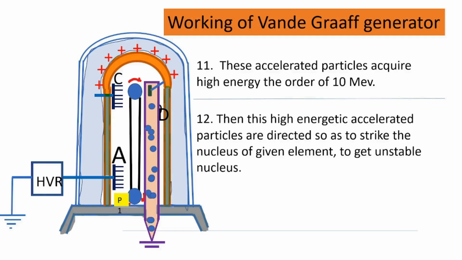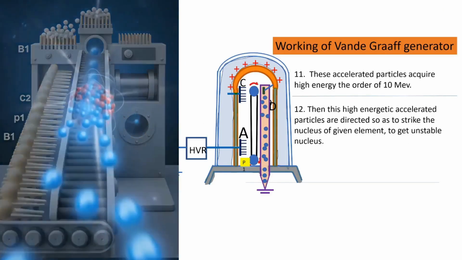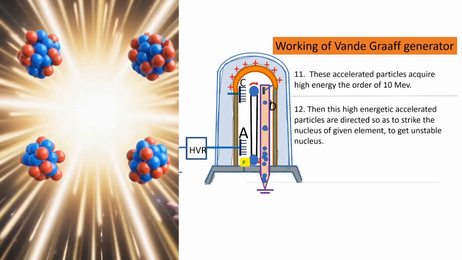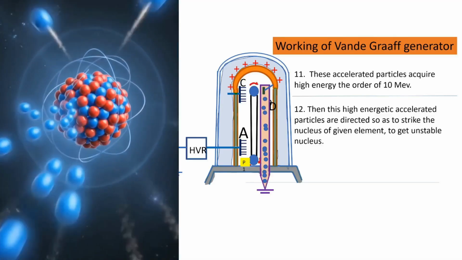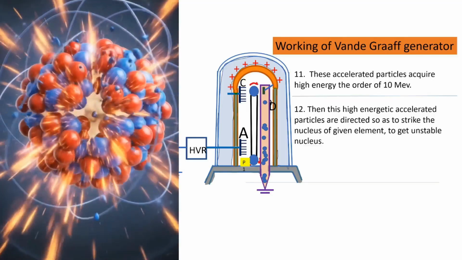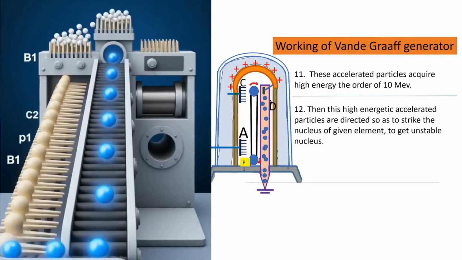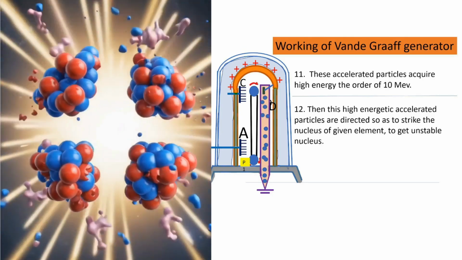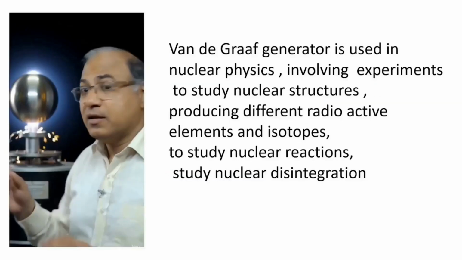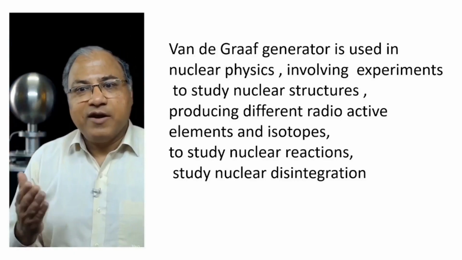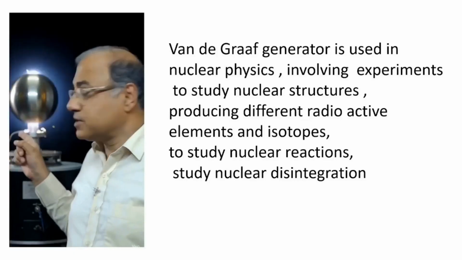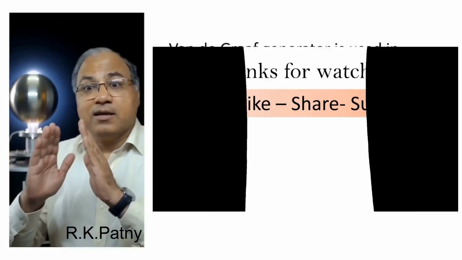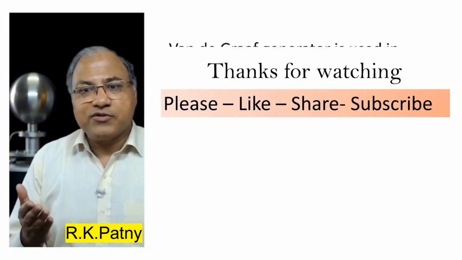Then these high energetic accelerated particles are directed so as to strike the stable nucleus of a given element. As soon as these particles strike the stable nucleus, we get an unstable nucleus, a disintegrated nucleus, we get a radioactive element. The Van de Graaff generator is used in nuclear physics, involving experiments to study nuclear structures, producing different radioactive elements, isotopes, to study nuclear reactions and to study nuclear disintegration.